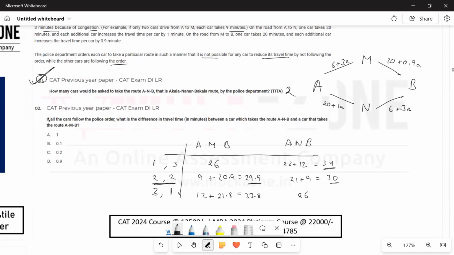Now the second question says, if all the cars follow police order, what is the difference in travel time between the car which takes the A M B route and the car which takes the A N B route? What's the difference? This one is taking 29.9 minutes. This one is taking 30 minutes. The difference is 0.1 minute. Option number B. Done with the second question too.